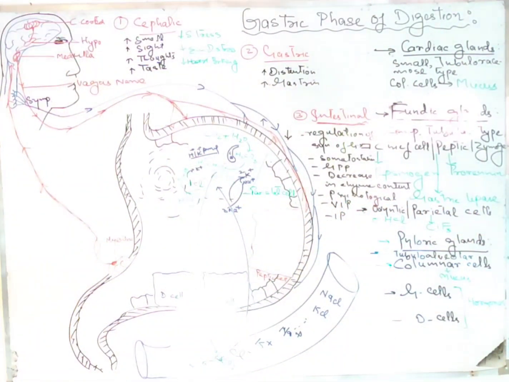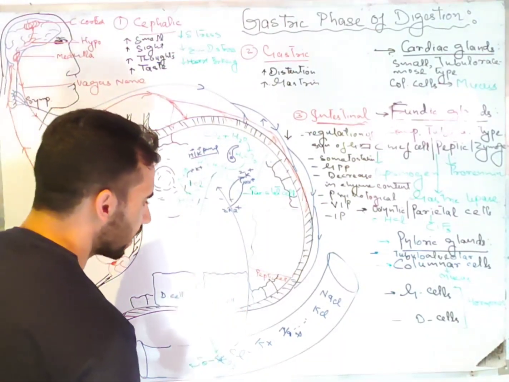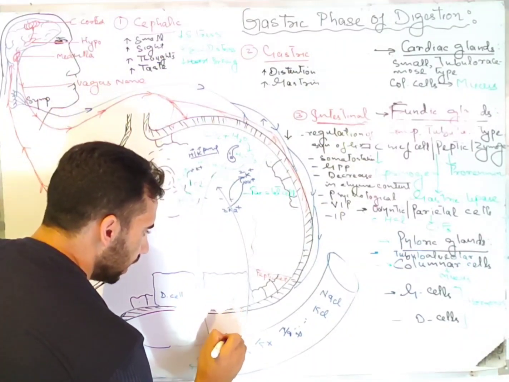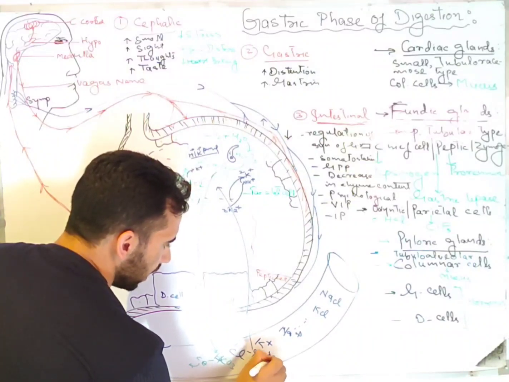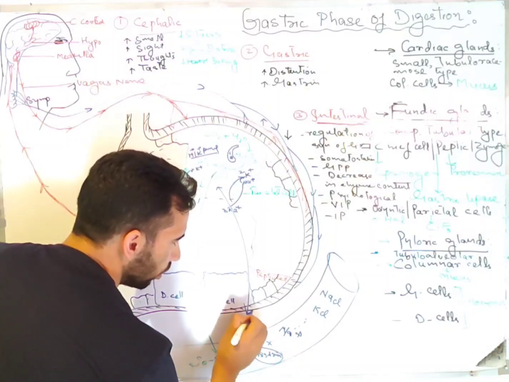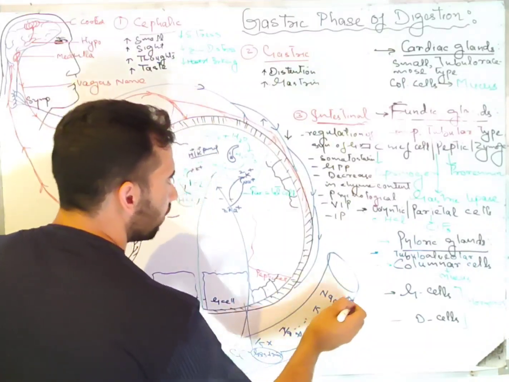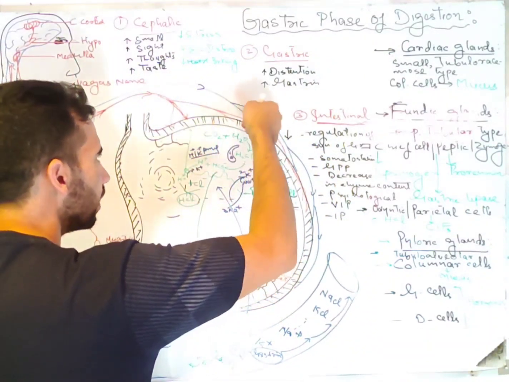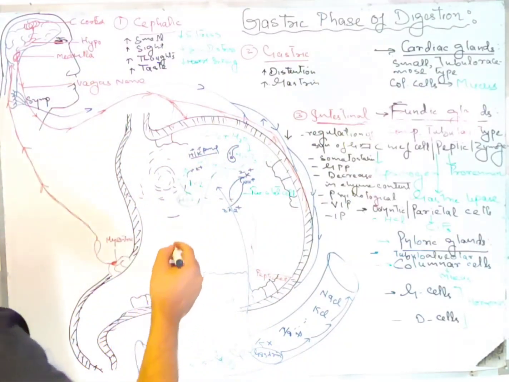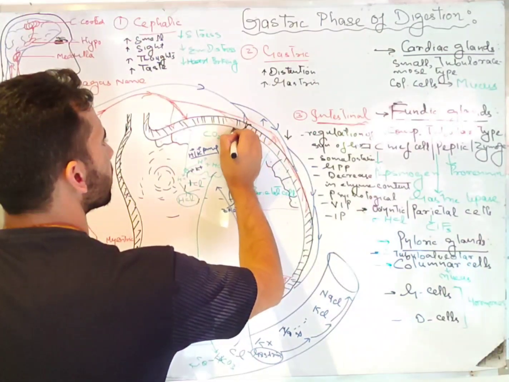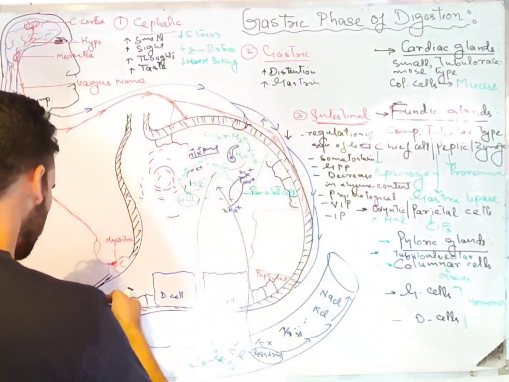And now let us have a look over this G cell. This G cell is also known as argentaffin cell because it is responsible for the synthesis of a hormone known as gastrin. It synthesizes a hormone known as gastrin, which travels via blood. When it travels via blood, this parietal cell has some specific receptors for this gastrin.